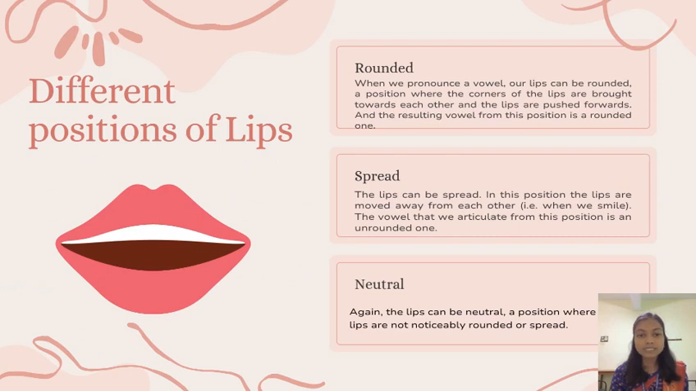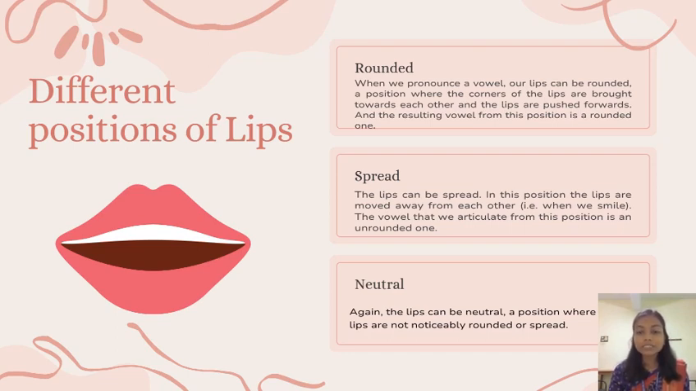We can see the different positions of the lips, three positions, which are rounded, spread, and neutral. When the lips are rounded, the corners of the lips are brought towards each other and the lips are pushed forward. The resulting vowel from this position is a rounded one.